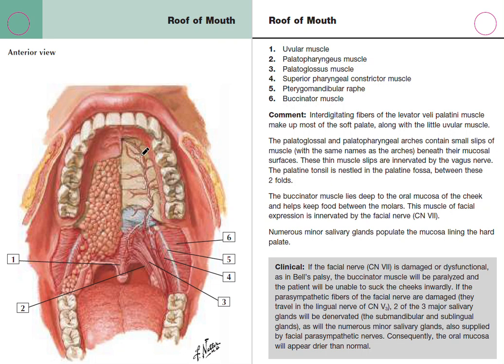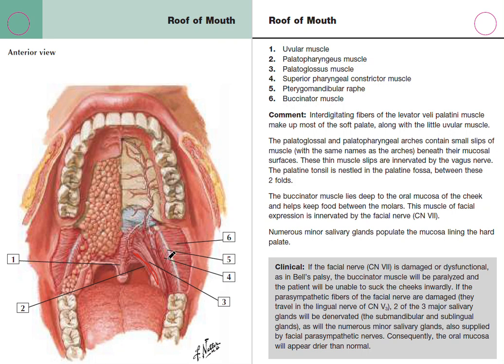This is an anterior view of the roof of the mouth. Looking now at the labeled components, number 1 is the uvular muscle. Number 2, lateral to it, is the palatopharyngeus muscle, having its origin from the soft palate and its insertion into the pharynx. Number 3, we have the palatoglossus muscle, its origin being the soft palate and its insertion into the tongue.